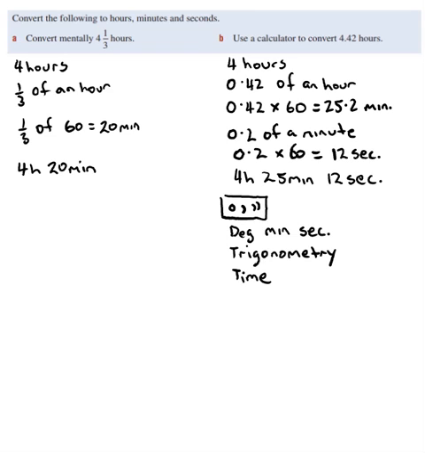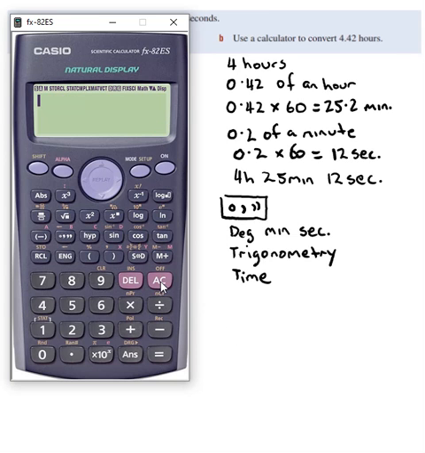So where's my calculator? We'll clear this. I'm going to type in 4.42. I'm going to press equals, so that's in the memory of the calculator. And if I press the degrees, minutes, seconds button, I think it'll work this way. Look at our answer. 4 hours, 25 minutes, 12 seconds. So that's how you need to read it.